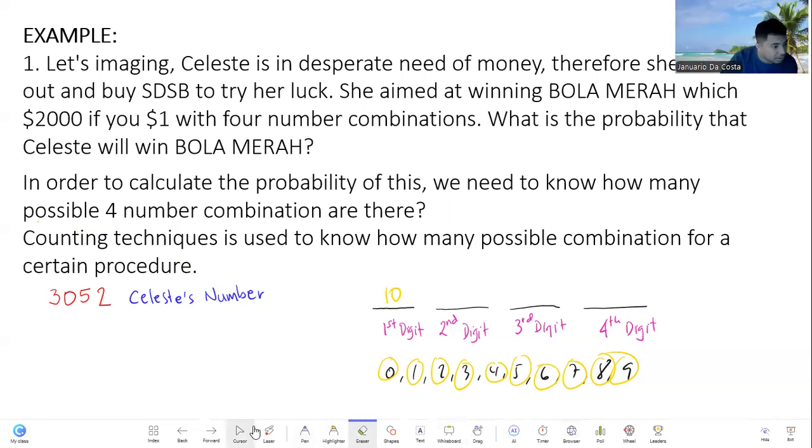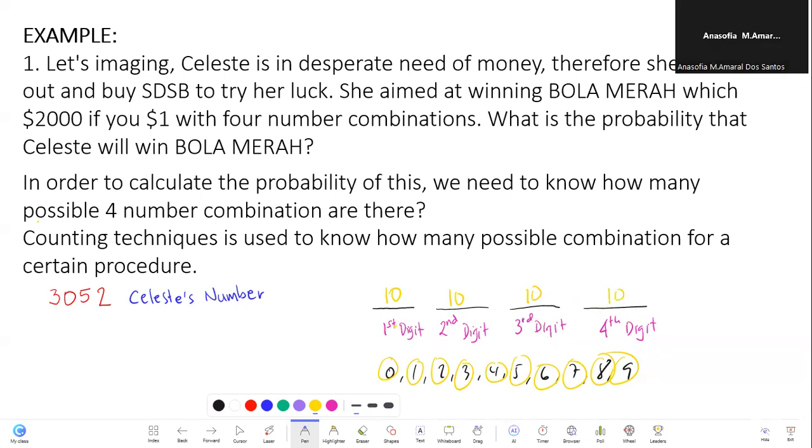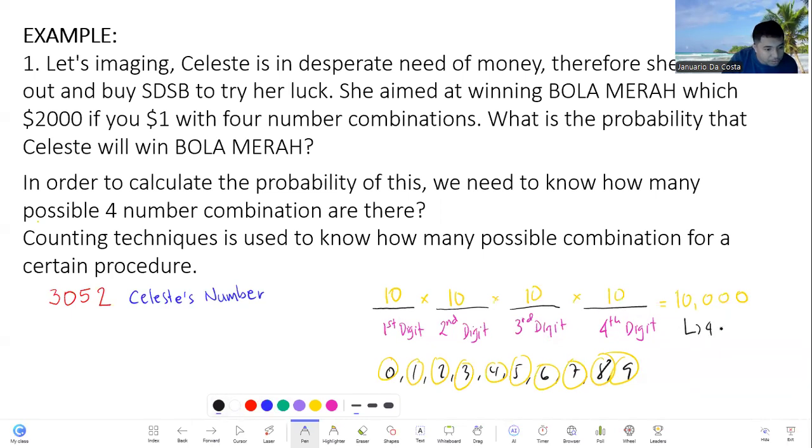Okay. So that is also a possibility of 10. Third digit, it can be 0, 6, 8, 3, 2, so 10 again. So if each digit has 10 possibilities, all the possible outcomes will be 10,000 possible outcomes. So 10,000 4-digit number combinations.